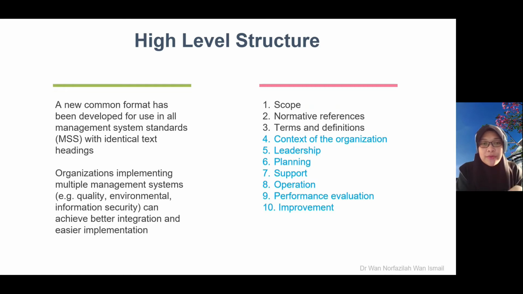Okay, once you fulfill one of the requirements in ISO 9001, actually you already fulfill for other management systems already. Okay, so easier implementation. So tak payah banyak-banyak documentation, tak perlu buat banyak kerja. Okay, so that is the best thing for high level structure. They have new common format.